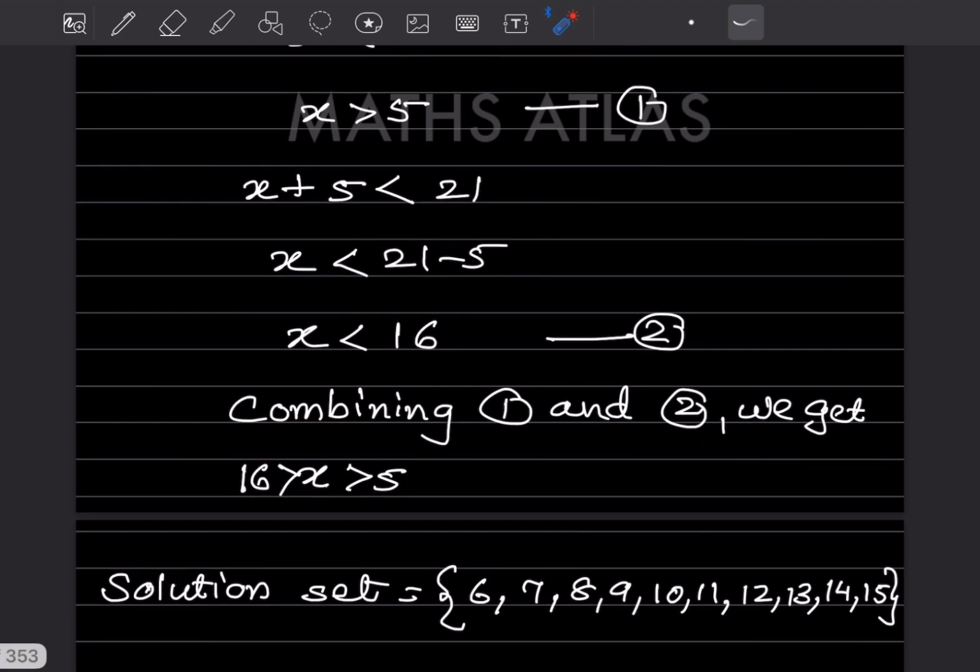So how is the solution going to be? So now x is greater than 5. Greater than 5 means we are not going to include 5 in it. It is greater than 5, so we will start with 6. And less than 16.